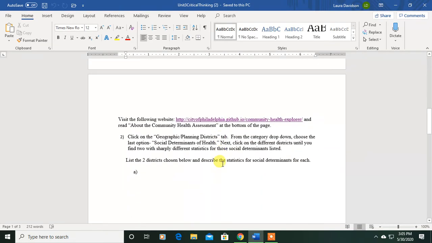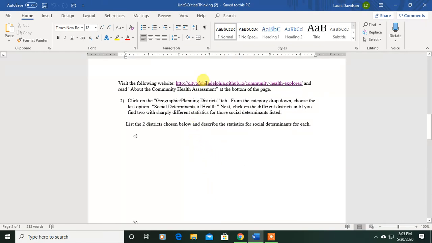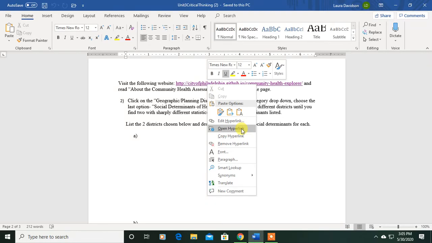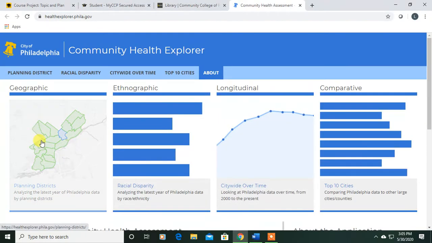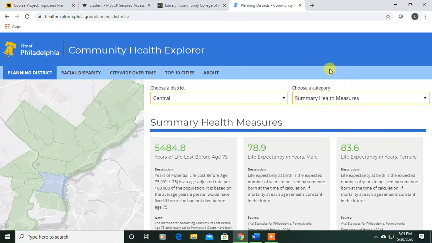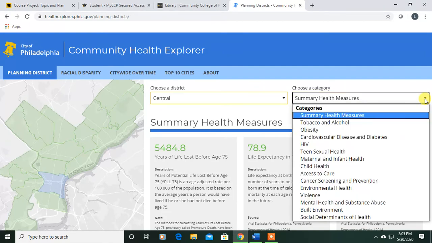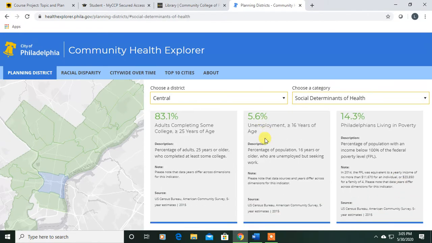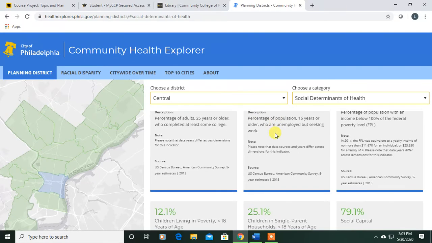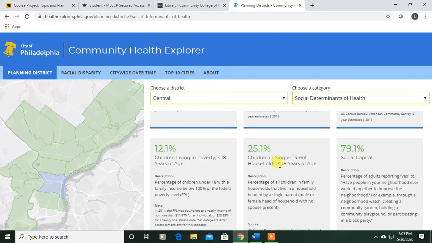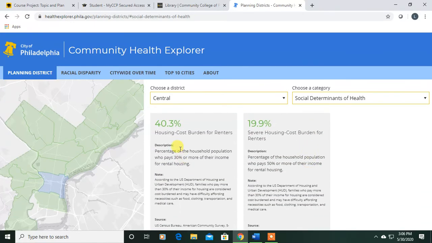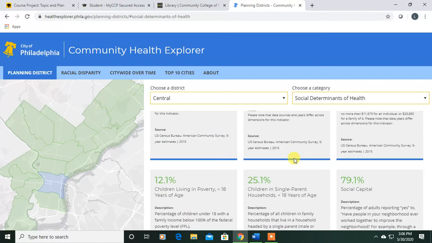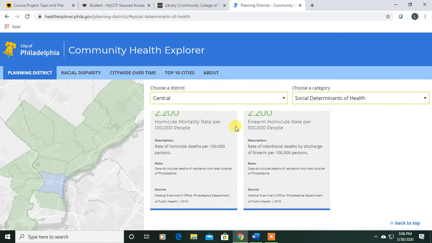So let's take this a step further and closer to home. We're going to go to the Health Explorer put out by the Philadelphia Department of Health. I am asked to go to the Geographic tab, the Choose a Category drop-down, Social Determinants of Health. So here you see things like adults completing college, unemployment, Philadelphians living in poverty, children living in poverty, children in single-parent households, social capital, housing cost burden, severe housing cost burden. I've asked you to find 2 districts that have very, very different social determinants of health.